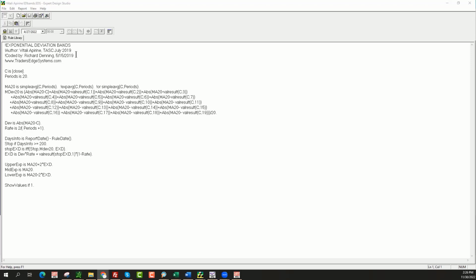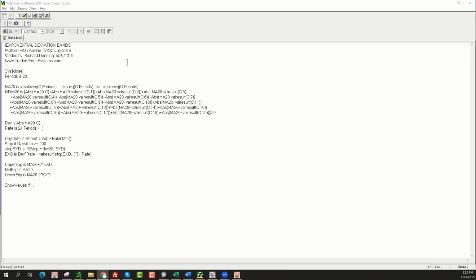And I like this indicator. Again, this is very similar to Bollinger Bands. You get the bands widening as volatility increases and narrowing as volatility decreases. And it's generally designed, Vitaly mentions, to be used along with other indicators, such as ADX and directional movement.